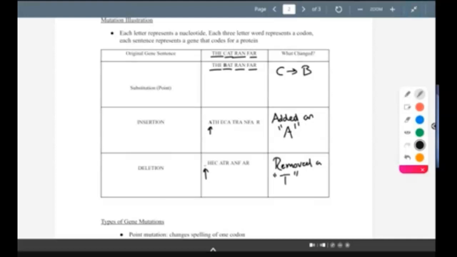If we take away a letter, our sentence went from "the cat ran far" and it changes the three-letter grouping again. The first word is now "heck" instead of "the". It sounds like we're cursing, right? Heck. Instead of "cat", it's "atter". Instead of "ran", it's "amp". Instead of "far", it's "R". Pyrotop, right? You see how just one little change can totally change the meaning of the sentence. The information is lost. Any questions here?